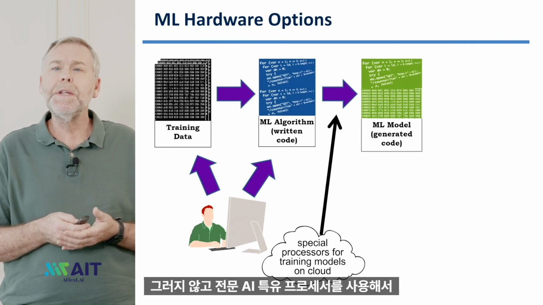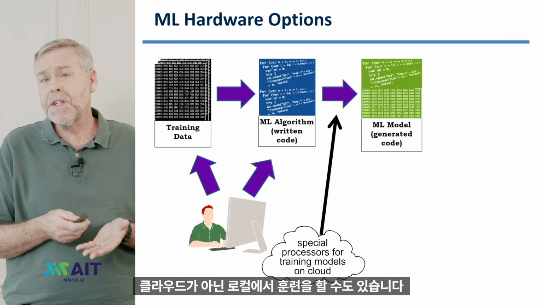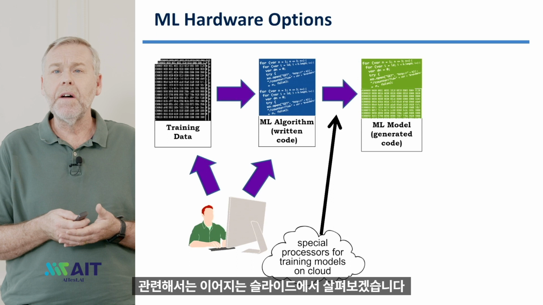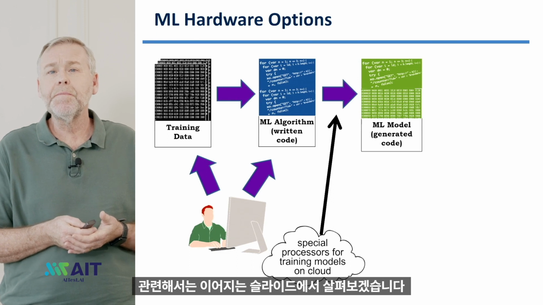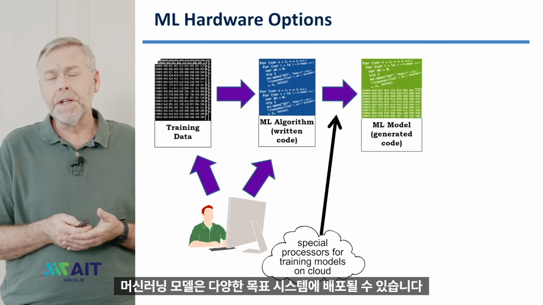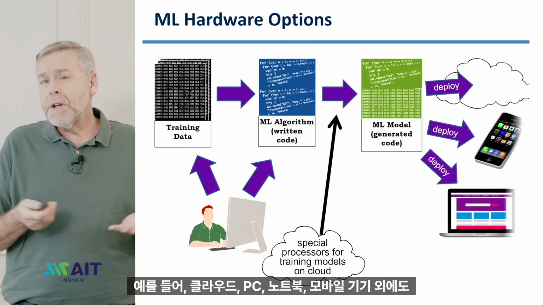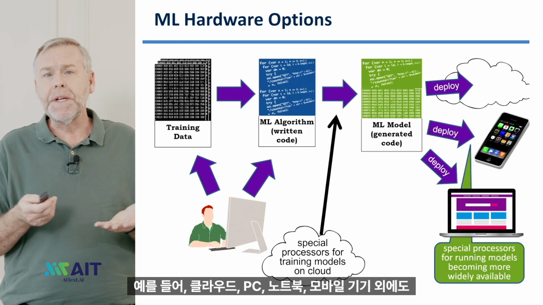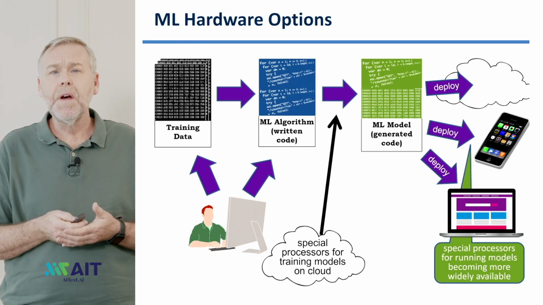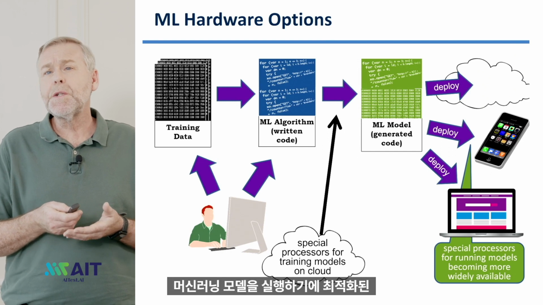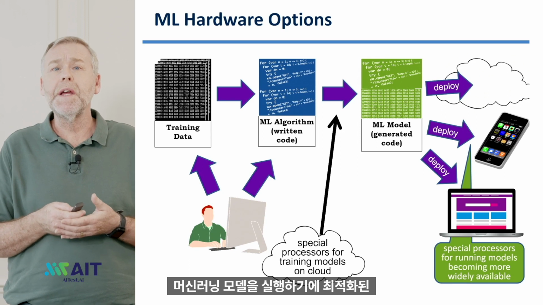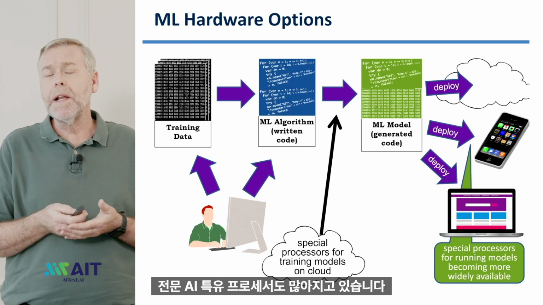Alternatively, the training may be done on non-cloud but specialist AI-specific processors, which we will consider in more detail on the next slides. Machine learning models can be deployed to a wide variety of targets. For instance, they are deployed to the cloud, to PCs and laptops, and to mobile devices, among others. On each of these targets, specialist AI-specific processors, optimized for running machine learning models, are becoming more widely available.